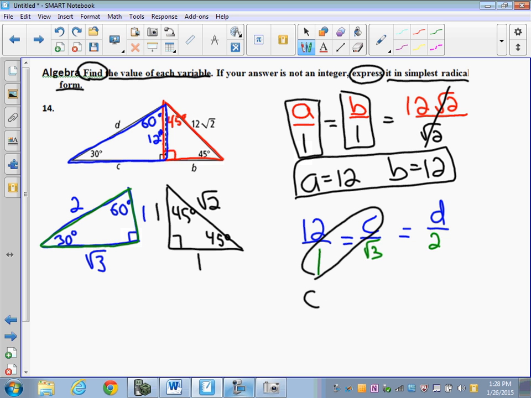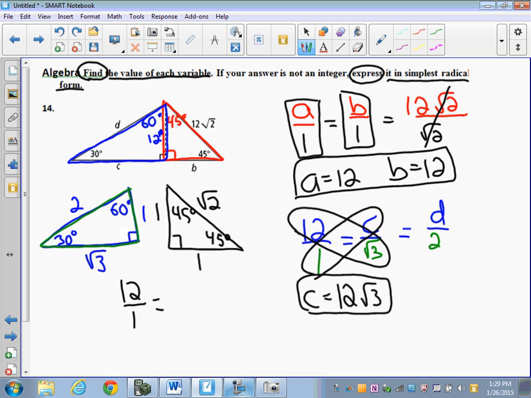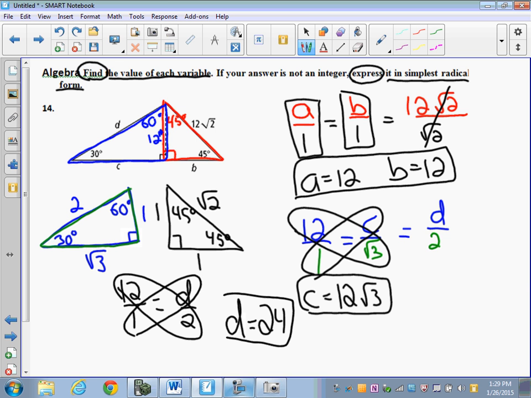C times 1 is C. That's going to be equal to 12 square root of 3. And to figure out D, we're going to cross 12 over 1 and D over 2. That gets us D equal to 12 times 2, which is 24. So our answers, A is 12, B is 12, C is 12 square root of 3, and D is 24.